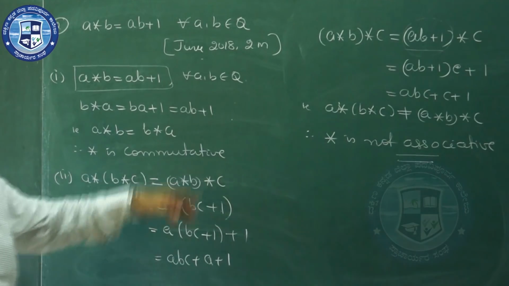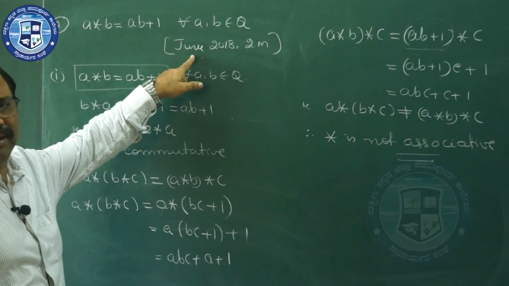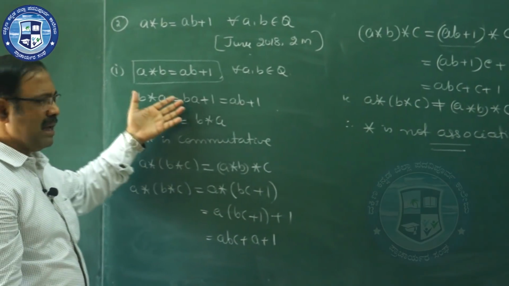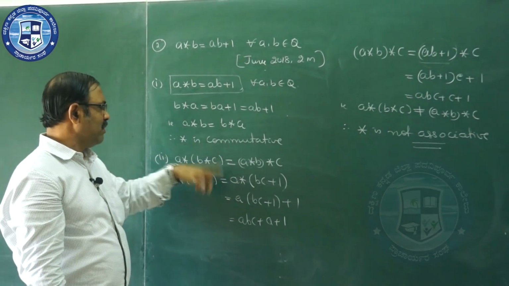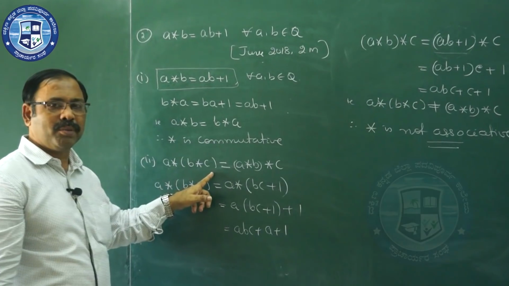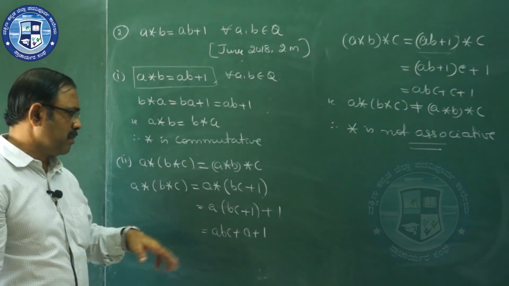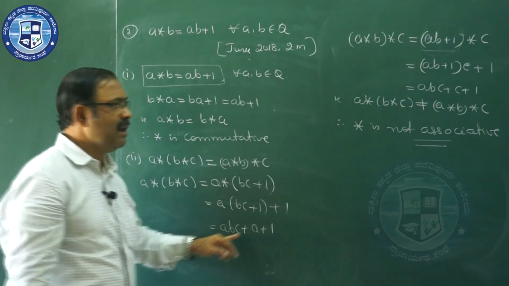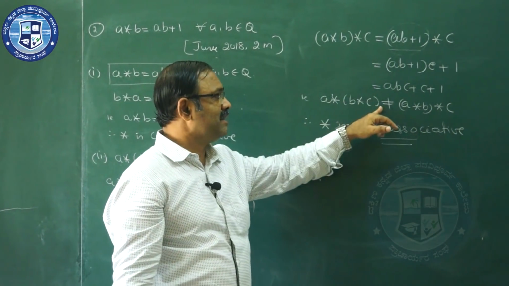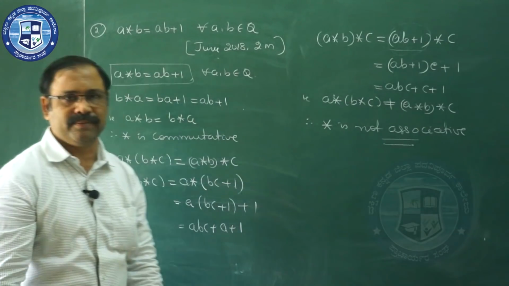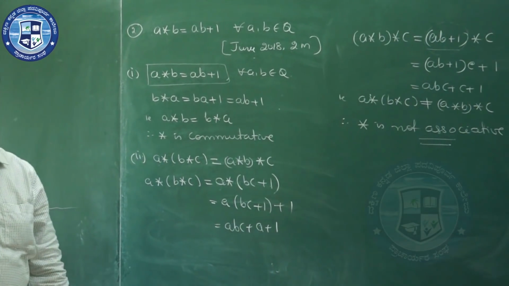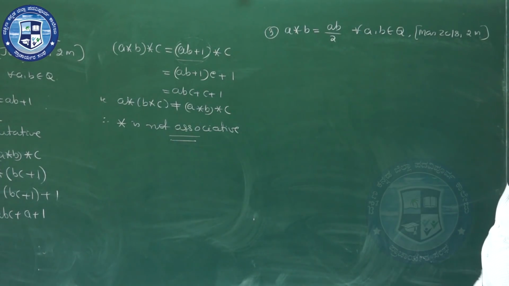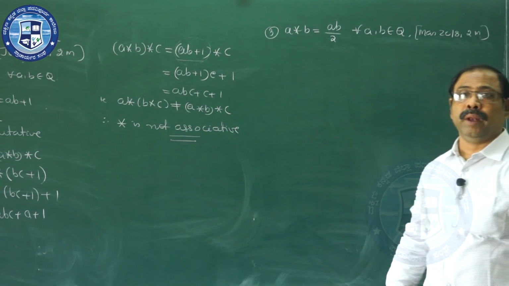The question was actually asked for verifying associative property. In such case, I have also verified this. Now in the exam they have asked verification of associative property. 1 mark for writing A star B star C and 1 mark for writing this and giving the conclusion. Okay. Say A star B equal to AB by 2 for all A, B belonging to Q.